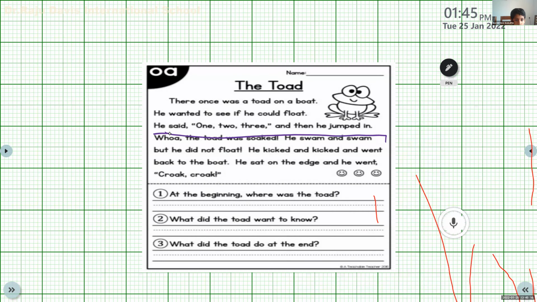The toad. Toad sounds strong. There once was a toad on a boat. He wanted to see if he could float. Don't say float, it is float. He said one, two, three, and then he jumped in. Good. Keep up reading. Well done. Angela.